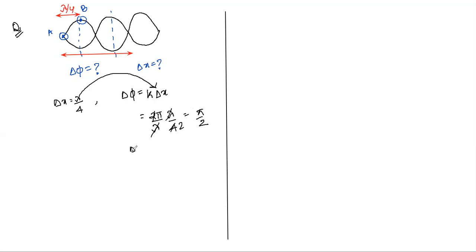So what does this mean? These two particles vibrating at a distance of lambda by 4 have a phase difference of pi by 2. So Karuna, can you tell me if the concept is clear to you? If yes, just raise your hand. I'll know. No worries. Okay, great.